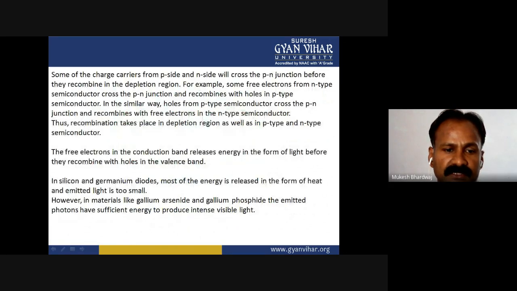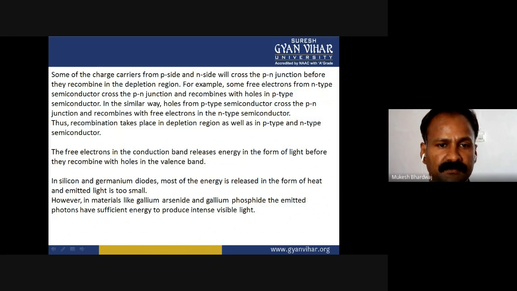Some of the charge carriers from the P side and N side will cross the PN junction before they recombine in the depletion region. For example, some free electrons from the N-type semiconductor cross the PN junction and recombine with the holes in the P-type semiconductor. In a similar way, holes from the P-type semiconductor cross the PN junction and recombine with the free electrons in the N-type semiconductor. Thus, recombination takes place in the depletion region as well as in the P-type and N-type semiconductor.